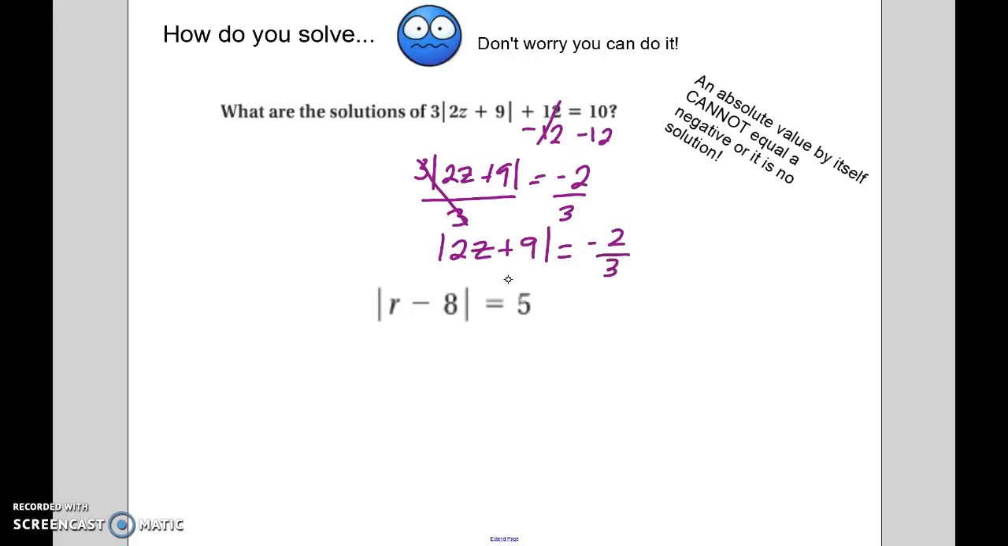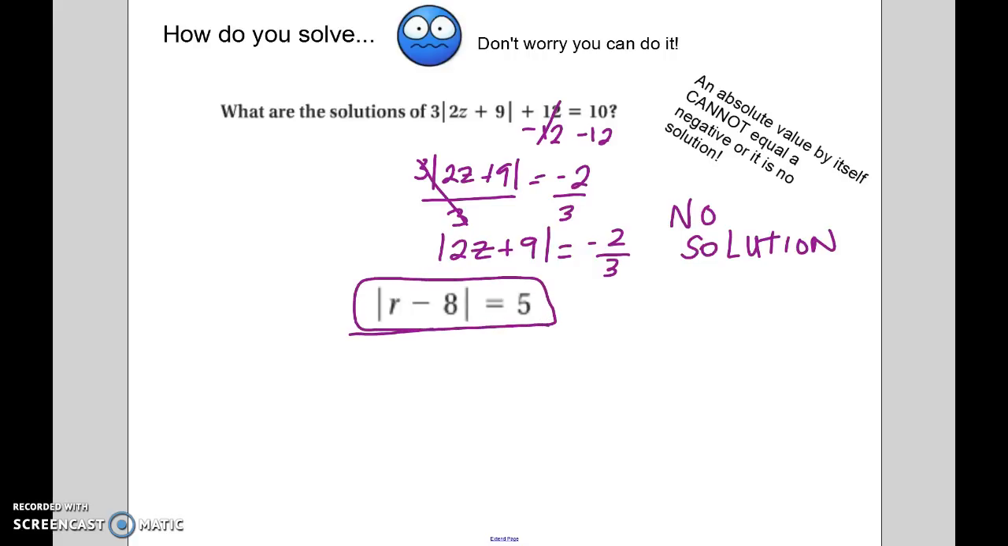My absolute value is alone, and at this point I need to make sure that it's equal to a positive, and it's not. If you notice here, it's equal to a negative 2/3. So that means that this is a no solution, because you will not ever have an absolute value that is negative. Try doing the problem underneath.